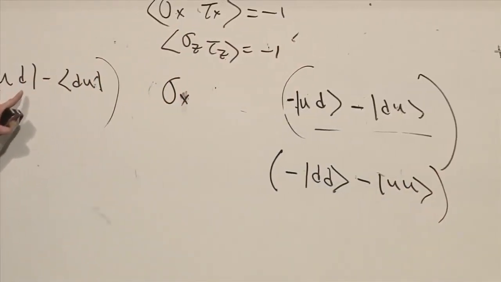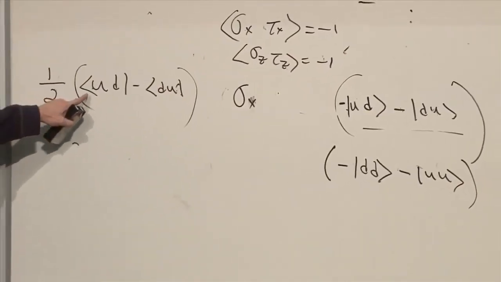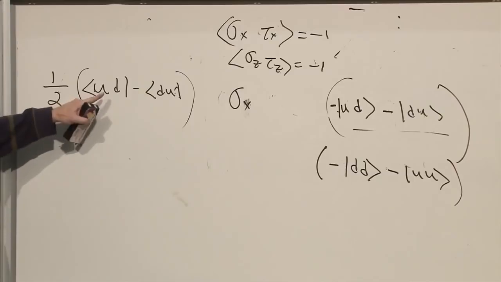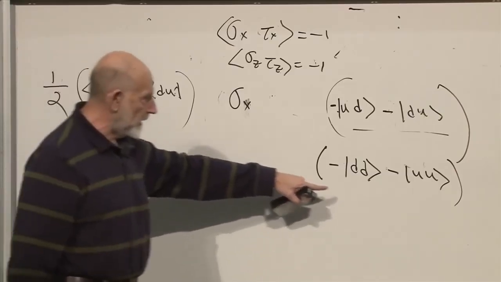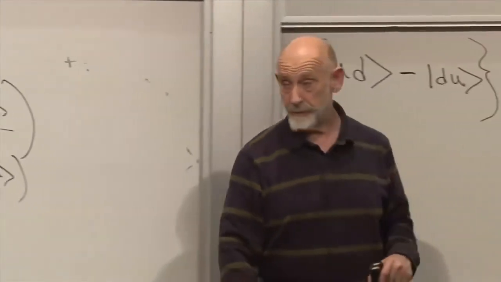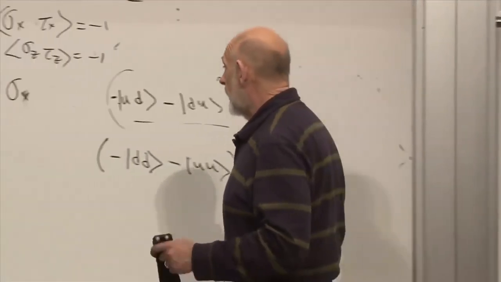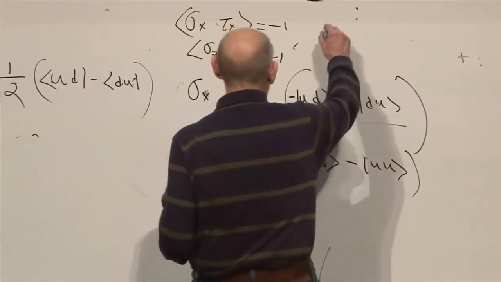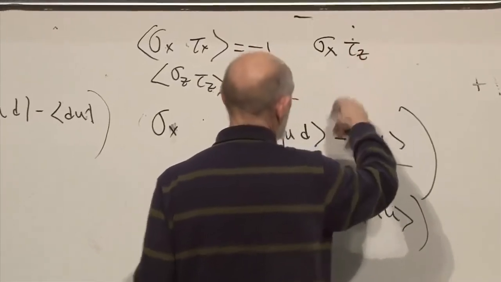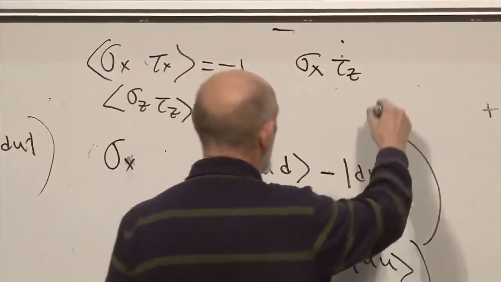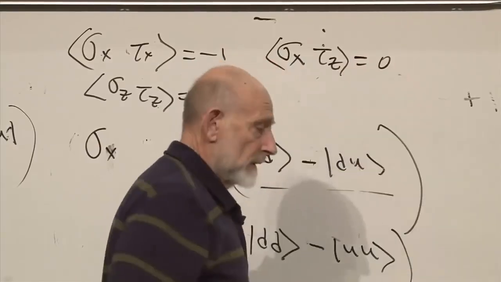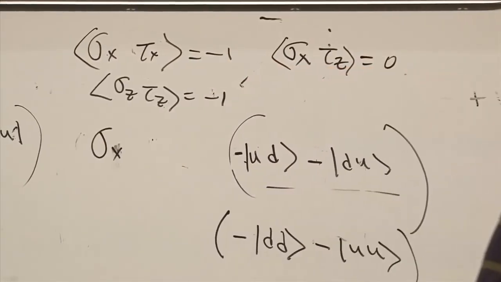And we have to take the inner product with this guy over here. Well, nothing over here matches anything over here, so we see that the answer in this case is 0. The expectation value of sigma x times tau z, or any non-equal ones, is equal to 0. Okay. What does it say?